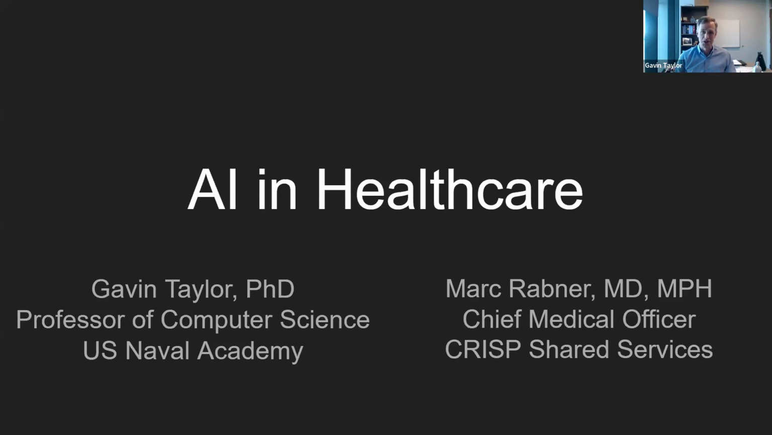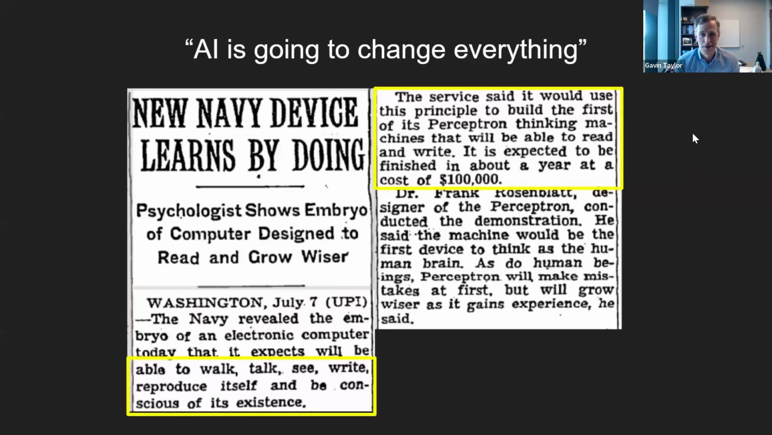As Megan mentioned in her introduction, nobody's allowed to have a conference anymore without talking about artificial intelligence. So the first question might be, why is that? Why are we hearing about artificial intelligence everywhere? And of course, the answer is the hype. This is my favorite article that we might use for an illustration of the hype. You'll notice that this is promising to build a system that can walk, talk, see, write, be aware of its own existence, reproduce, and will be able to do this in a year and at a cost of $100,000.